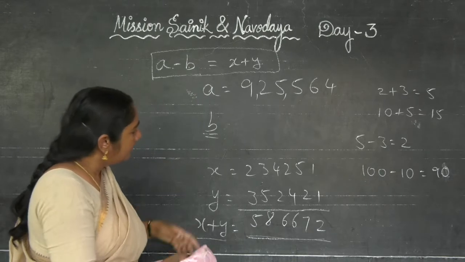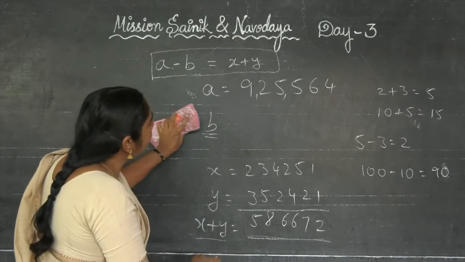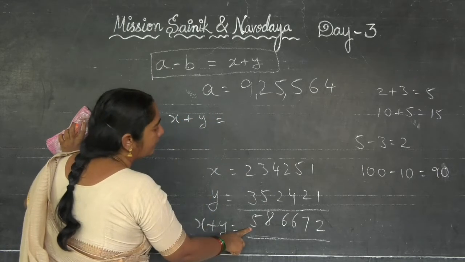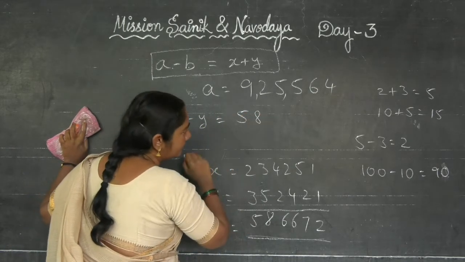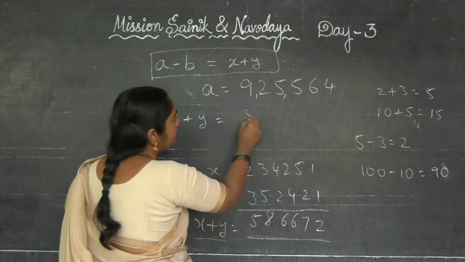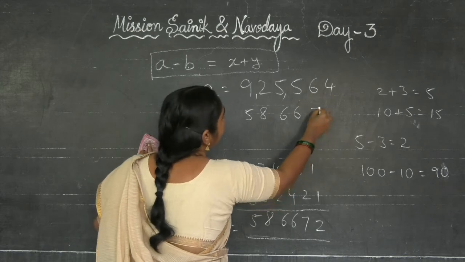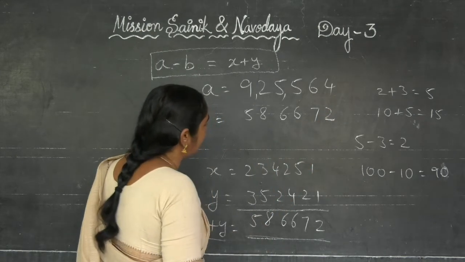Now I know the value of x plus y. What is the value of x plus y? Already we have done here. That is 5, 8, 6, 7, 2. This is the value of x plus y.